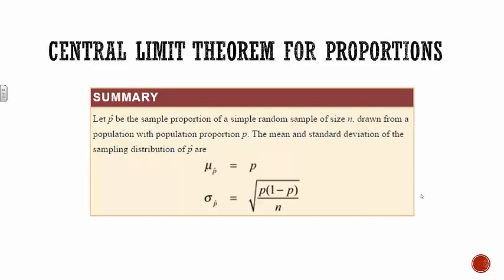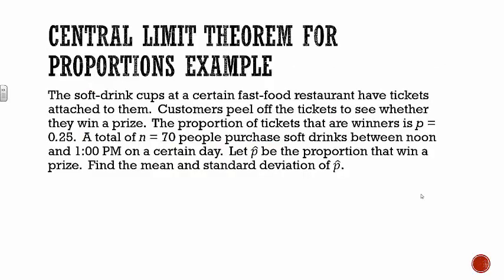Alright, so example, it says the soft drink cups at a certain fast food restaurant have tickets attached to them. Customers peel off the tickets to see whether they win a prize. The proportion of tickets that are winners is P equals 0.25. A total of N equals 70 people purchase soft drinks between noon and 1 p.m. on a certain day. Let P hat be the proportion that win a prize. Find the mean and standard deviation of P hat.